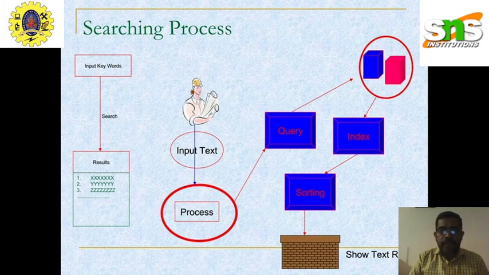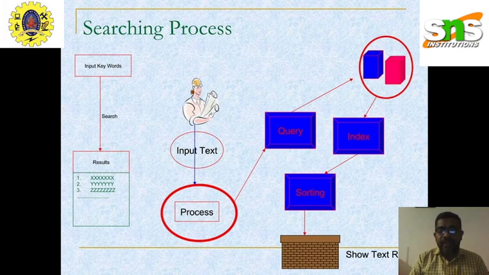In that process we have several stages. It has to be formed as a query, and then we have to refer to the database, and then it has to be referred with an index, and then sorting, and finally it has to show the text results. So this is the normal search process that happens in any kind of mining.